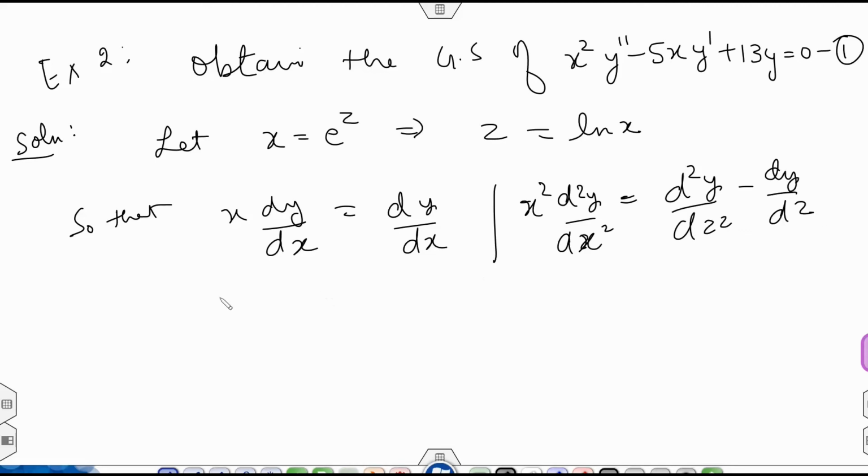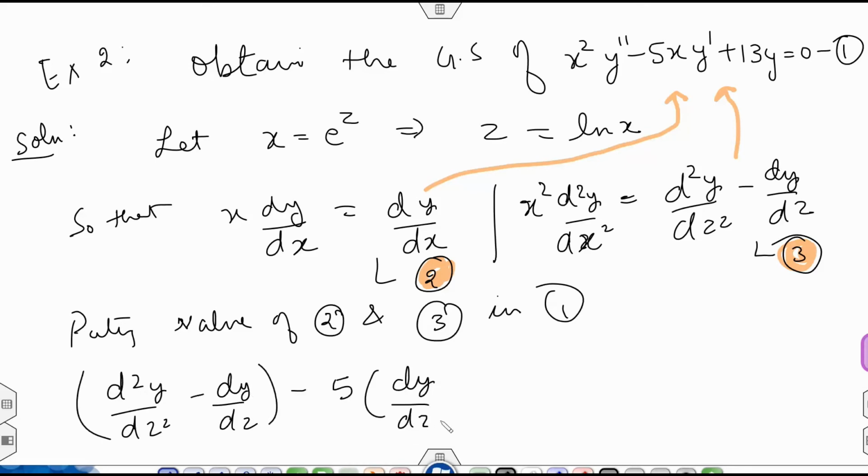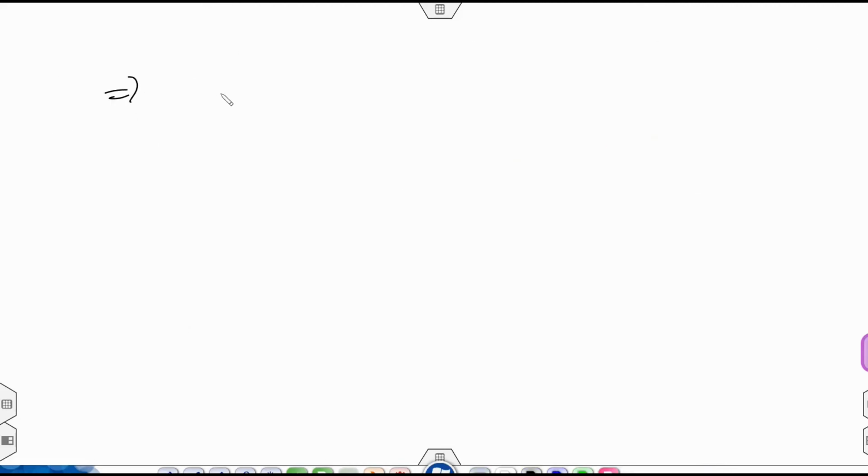Now I'll call these the second and third. Putting these values of second and third in equation number 1, what are we getting? We are getting d square y by dz square minus dy by dz minus 5 dy by dz plus 13y equal to 0, and this implies that d square y by dz square minus 6 dy by dz plus 13y is equal to 0.